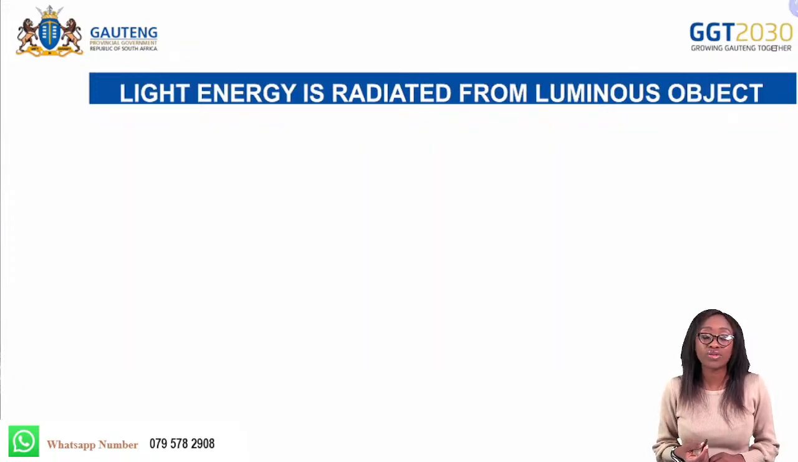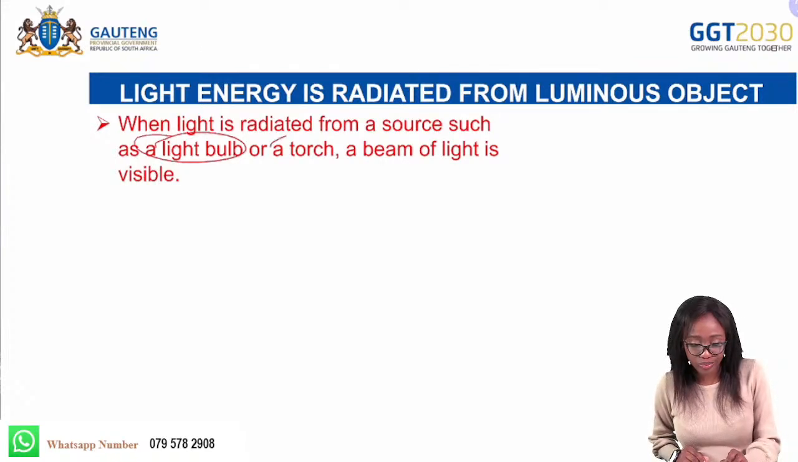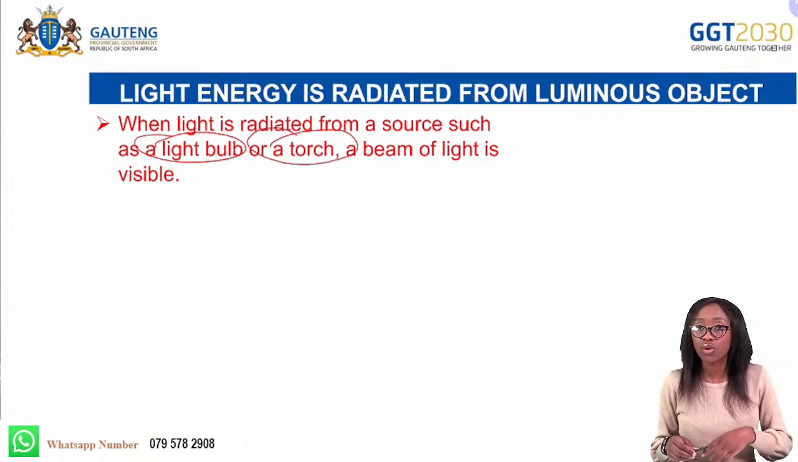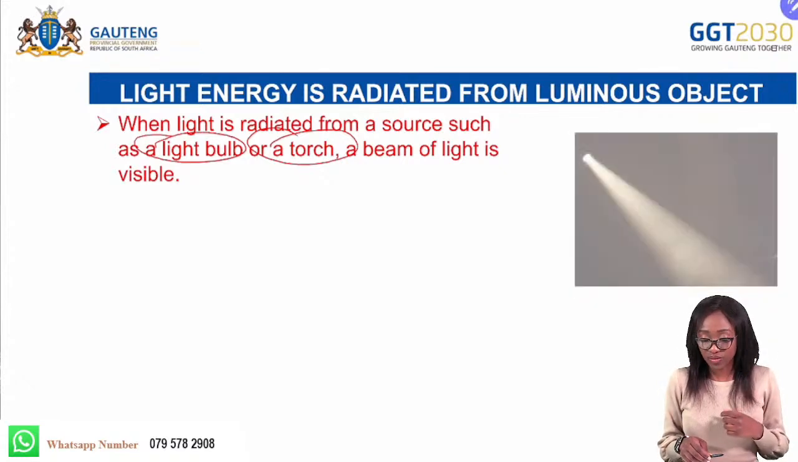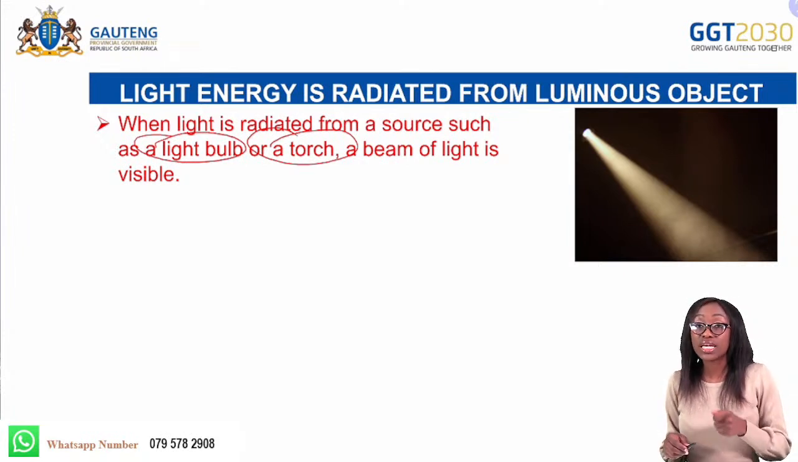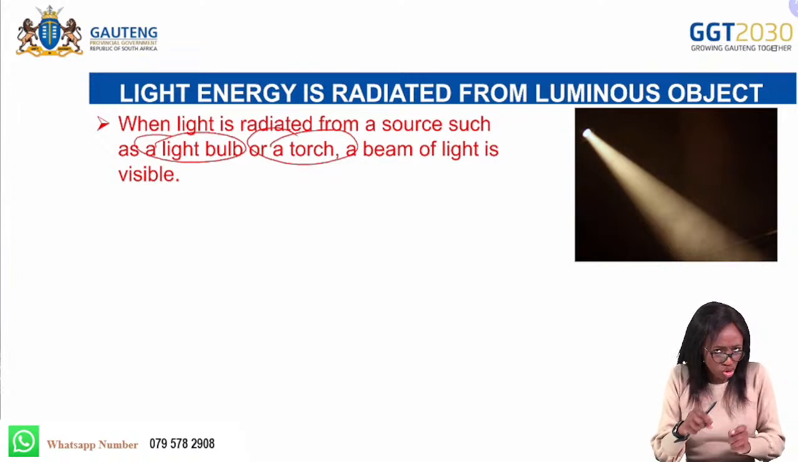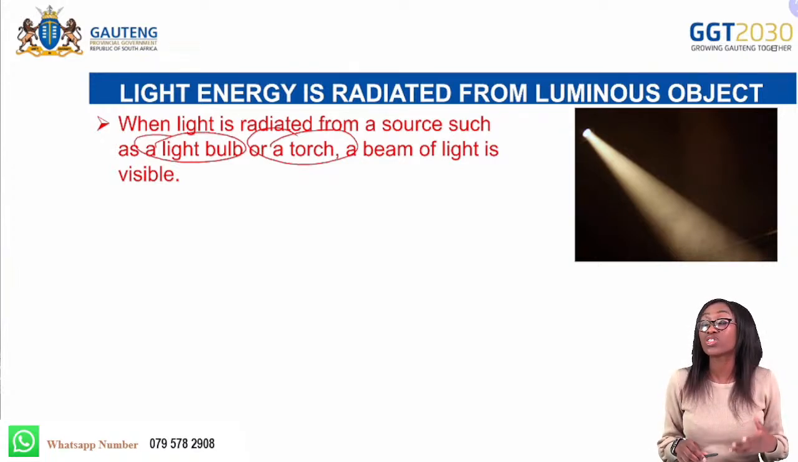So now let's talk about how light energy is radiated from luminous objects. When light is radiated from a source such as a light bulb or a torch, let's say there's load shedding, there's no electricity, and you're carrying a torch, a beam of light is actually visible. Let's look at this diagram here. This person is moving around in the dark carrying a torch, and you can actually see the beam of light such that you can even draw it and see the direction in which it is going. So you can see a beam of light.